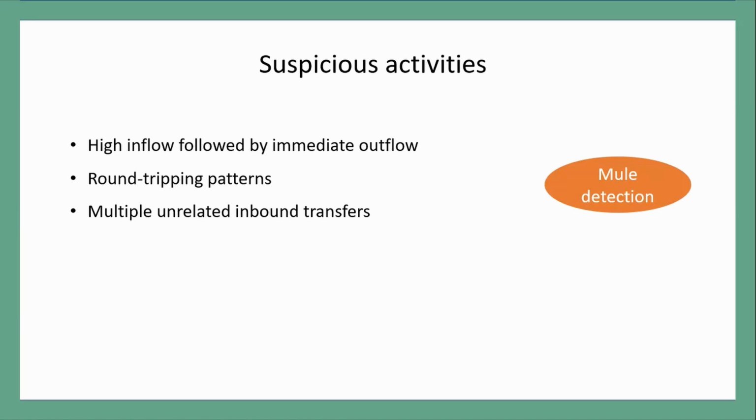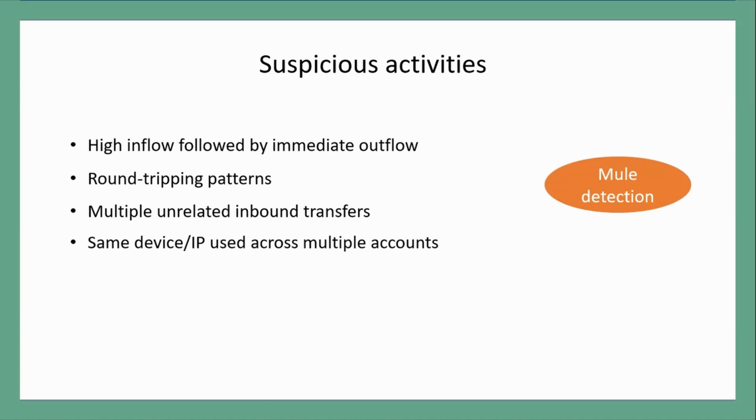Or if there are multiple unrelated inbound transfers. So if there is a normal customer, the incoming money will be limited to a few sources. It could be salary, then maybe a few transfers from family members, maybe a few transfers from one or two friends. But if there are unrelated inbound transfers, then it becomes suspicious because that's unusual.